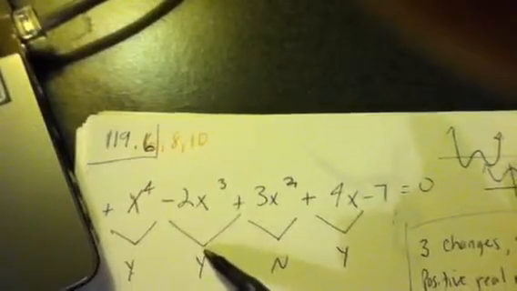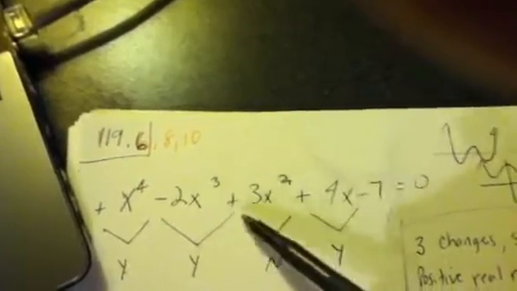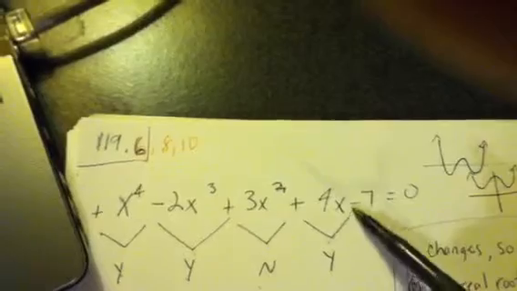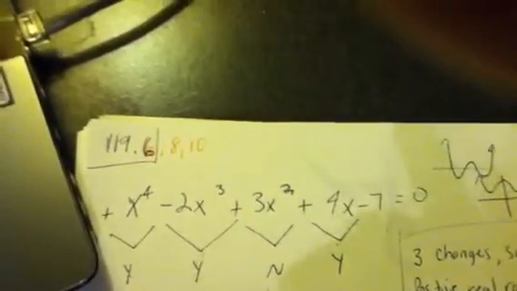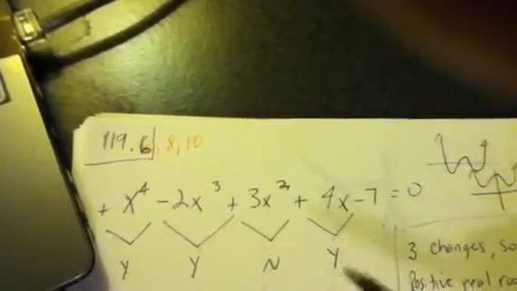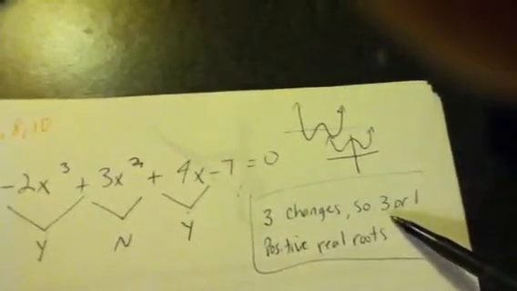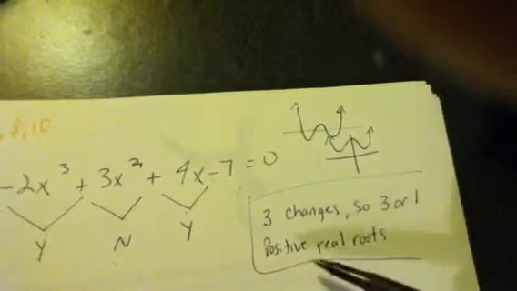This went from negative to positive, so that's a yes. This went from positive to positive, so I just wrote no. There's not a sign change. And this went from positive to negative, so there's yes. So there were 1, 2, 3 sign changes. The problems are easy to do. All you have to do is count out how many sign changes it has. 3 changes, so 3 or 1 positive real roots.